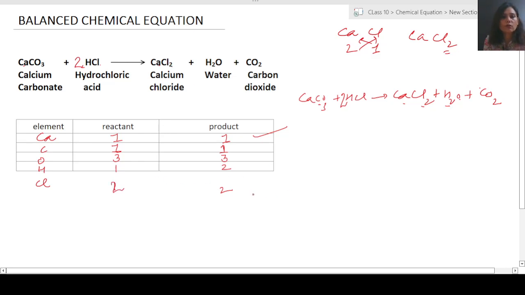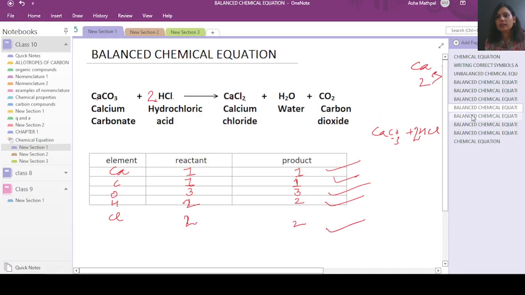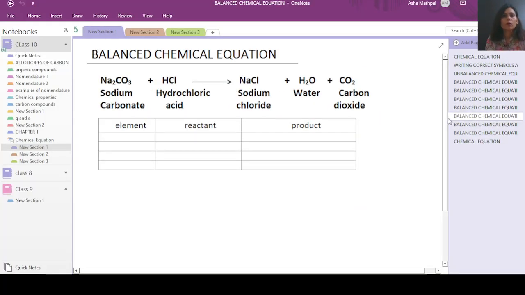So it is also equal. H is 2 here, H is 2 here. So it is also right, and Ca and O are already equal. So in this way it has become a balanced chemical equation. Now let us take another example. Now see this one.